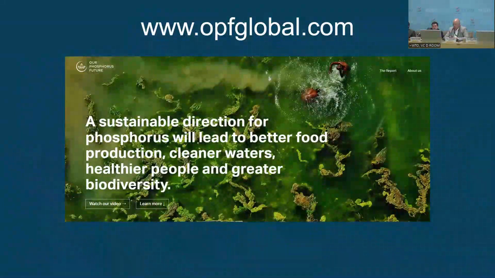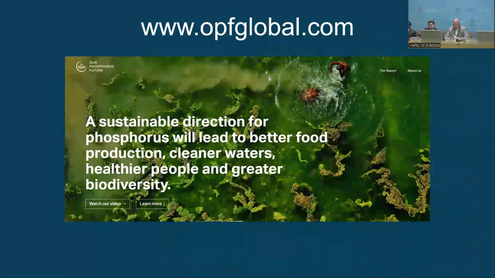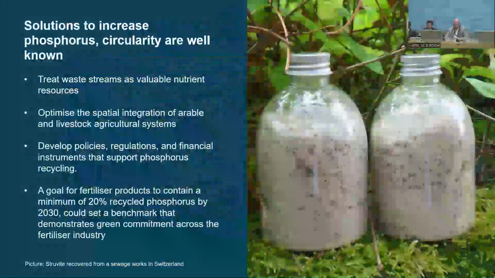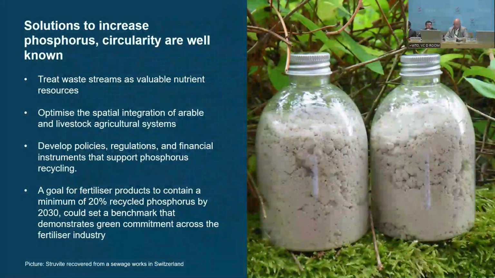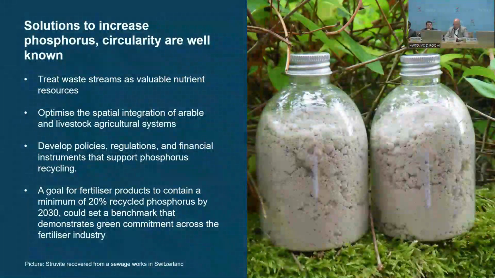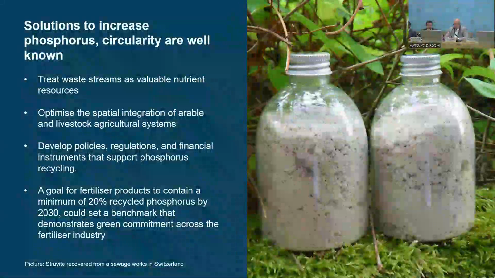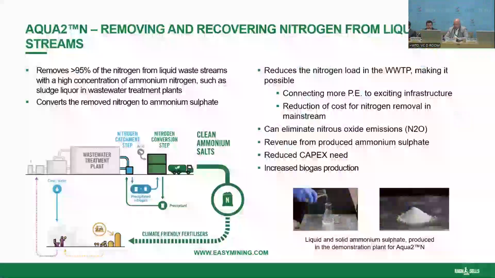And of course, we see that the only way forward is to make sure that we have better food production, that we have better clean waters, and of course, that we also support healthier people and greater biodiversity. And again, circularity will be the key component according to the report. And the potential is much bigger than this 11% and even bigger than the 20% that are highlighted in the report.